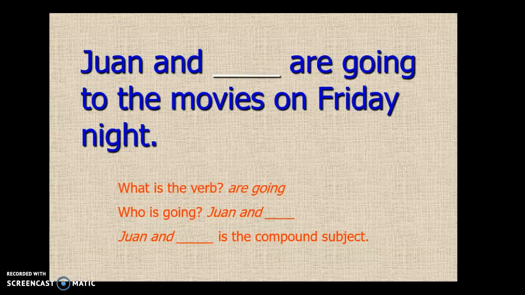So Juan and I, it's a compound subject, so you would use I. You wouldn't say me are going.